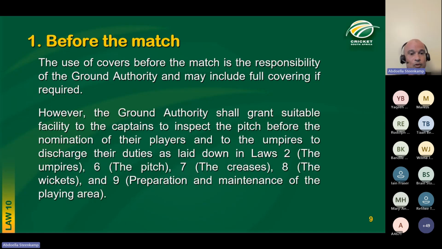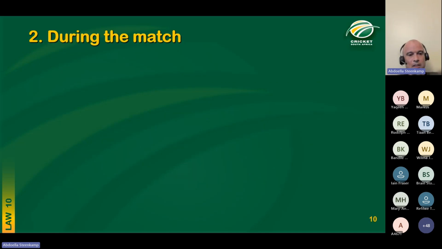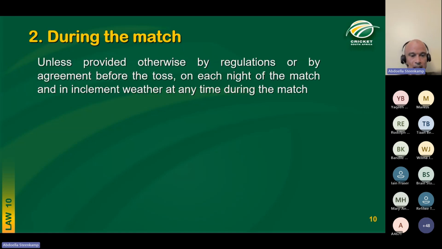The law tells us this is before the game has started. The ground authority allows the captains to have a look at the pitch before the nomination. But the slide just covers before the game has started. It's the ground authorities', the curators' job to make sure that the pitch and or the outfield is covered. But now, once the game has started, this is where the umpires play an important role.